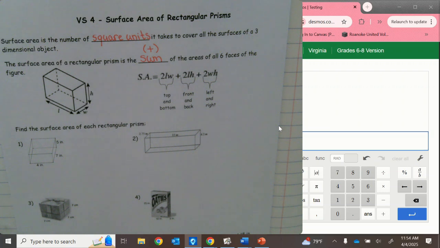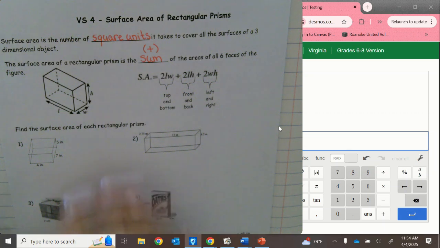Now the front and back would have the same area as each other, and the left and the right would have the same area as each other. So you really only have to find the area 3 times, and you're just doubling each of those areas because there is a face that's opposite it that has the same area.